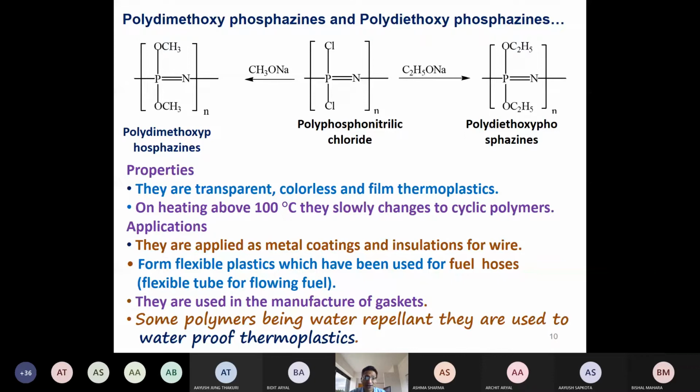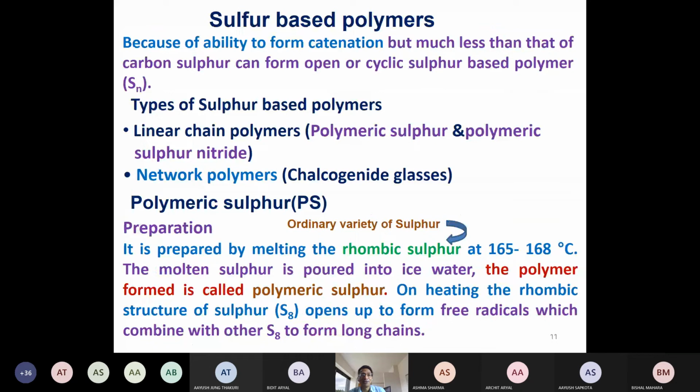They are used in the manufacture of gaskets. This type of polymer is water repellent. They are used to make waterproof thermoplast. And next is the sulfur-based polymer.